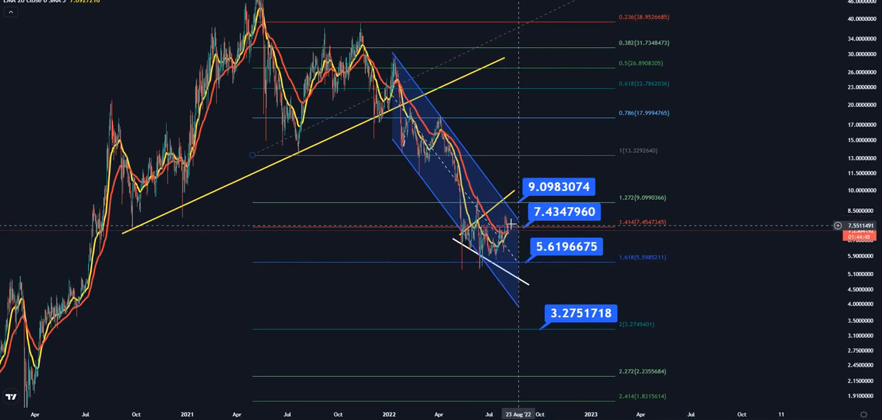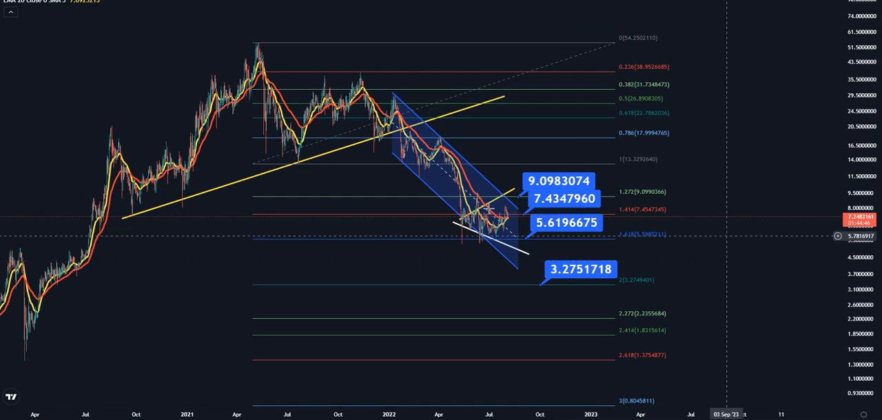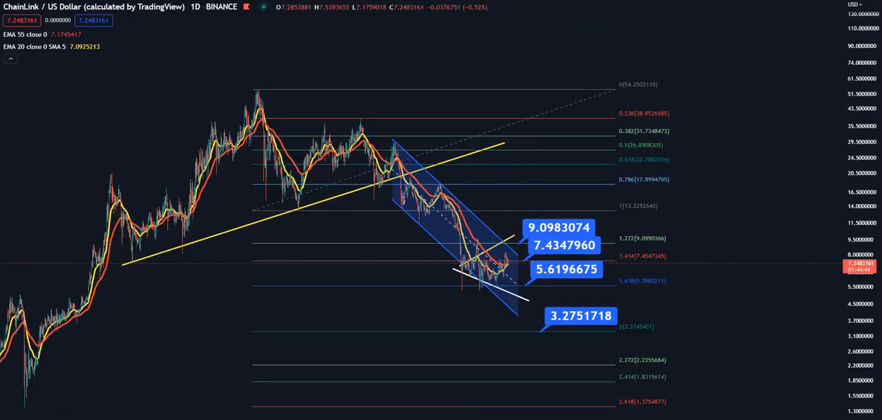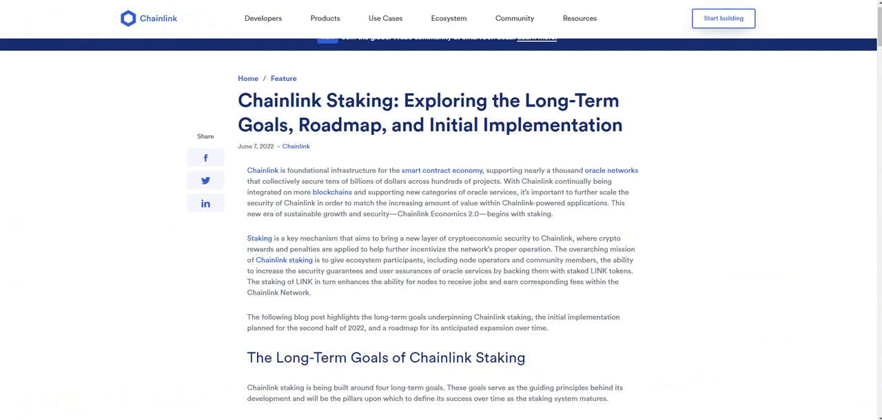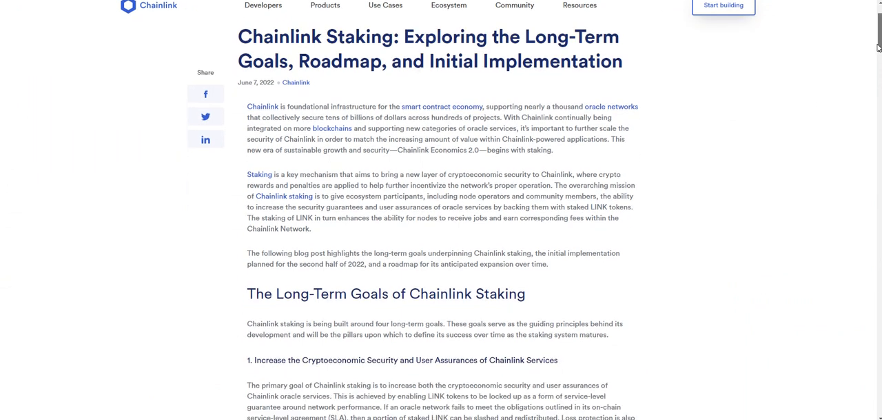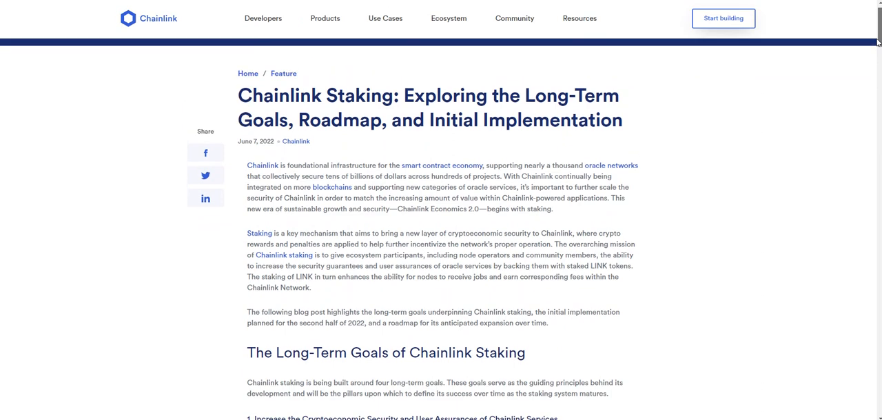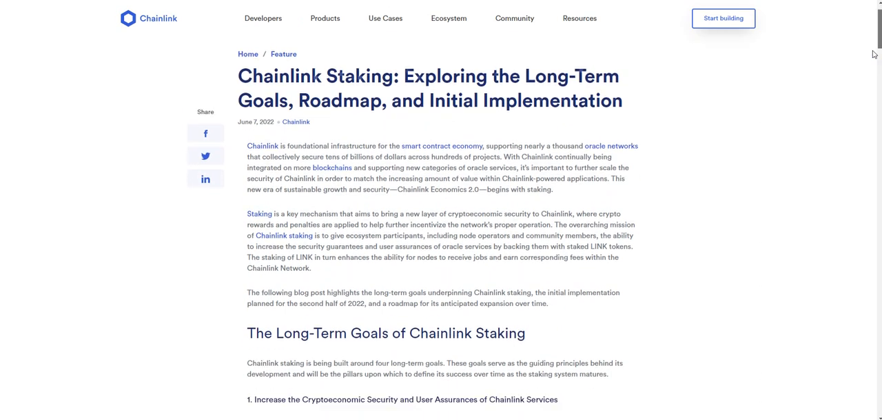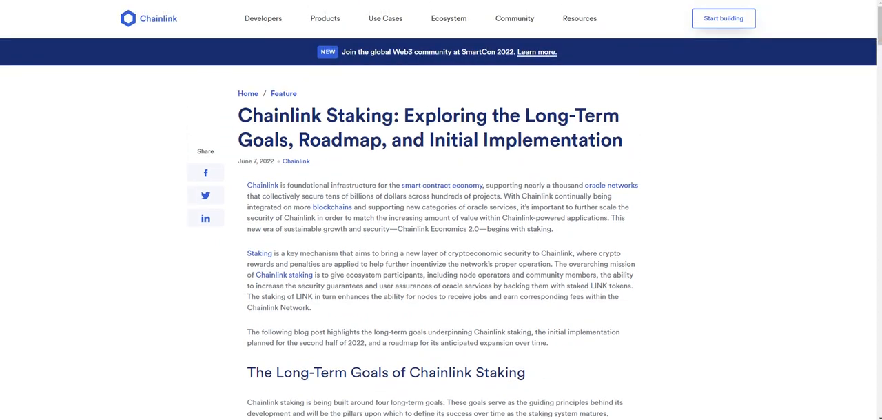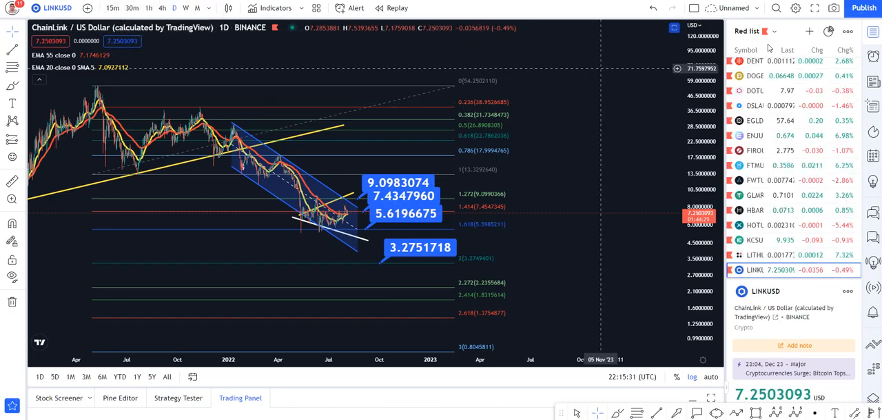But I do think we're going to get a lot more pumps in the future, especially next month, which I think is going to be a big month for Chainlink. They're potentially going to announce staking, and they're going to give us the date for that. And I think that will start the pump for Chainlink. So I'm very bullish on Chainlink.